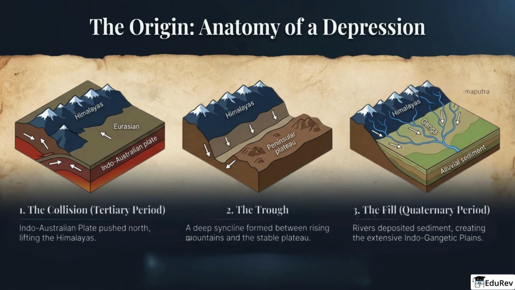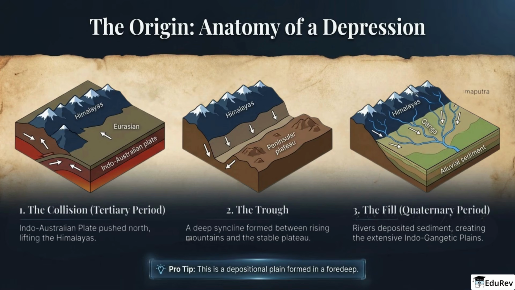You can see the Indus side, the Ganga system, and the Brahmaputra side, all building layers of alluvial sediment. Pro tip on the slide matters. This is a depositional plain formed in a 4 deep. Keep that phrase ready for conceptual questions.